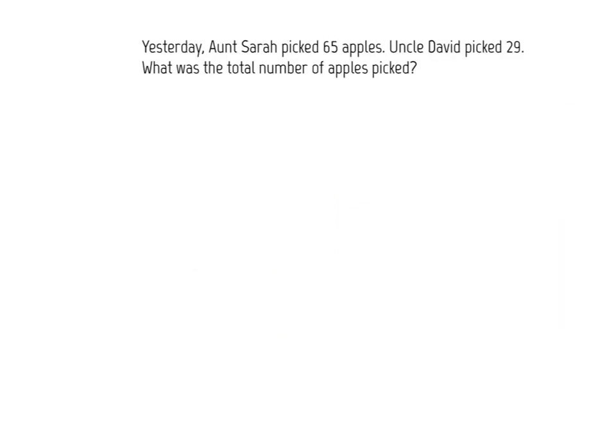All right, here is our word problem that I want you to work out, and I want you to pick one of those methods to try. So I want you to either do new group below, new group above, building method, or adding on, sticks and circles. Pick the one that works for you. Our problem says, yesterday Aunt Sarah picked 65 apples. Uncle David picked 29. What was the total number of apples picked?